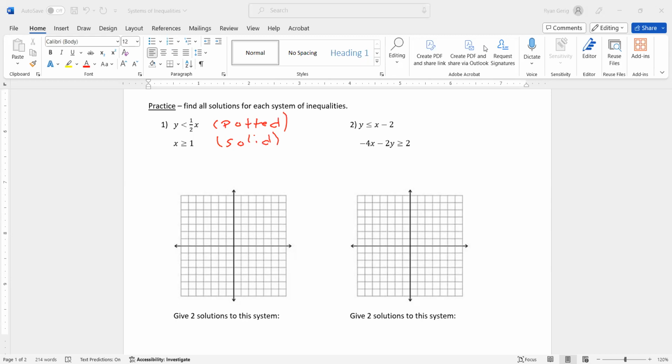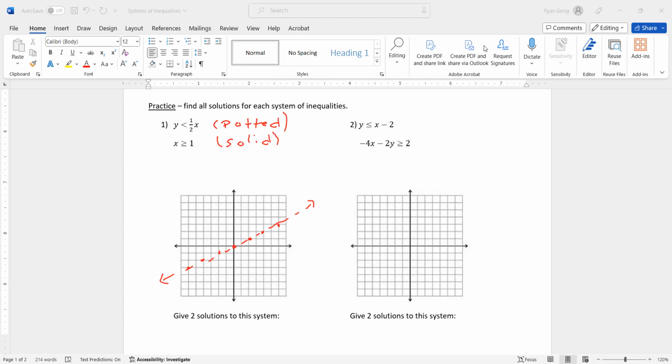So the first one, 1/2 x. There's no y-intercept. So the y-intercept is 0. Slope is 1/2, so up 1, right 2. And I'm going to make a lot of these points. I'm going to go up 1, right 2 again, up 1, right 2. I can go down 1, left 2. The more points you put, usually the better. And there's my dotted line.